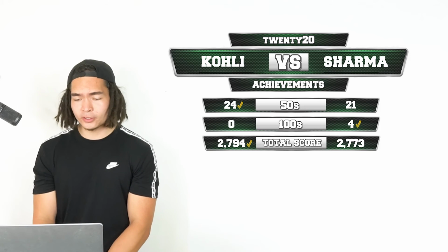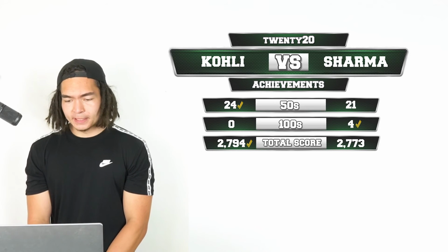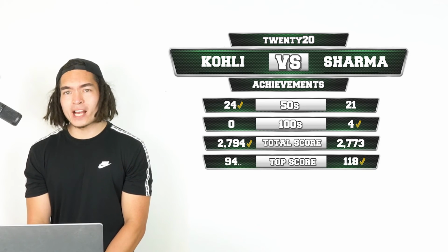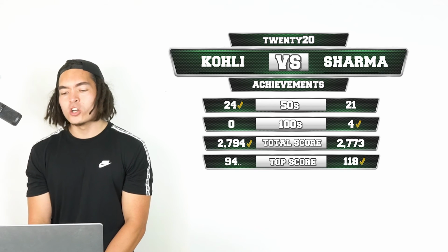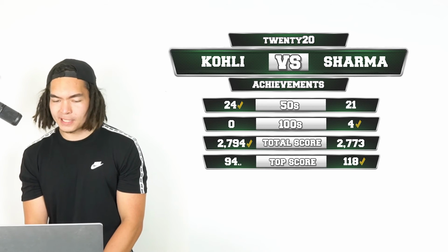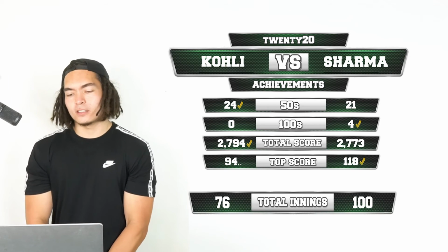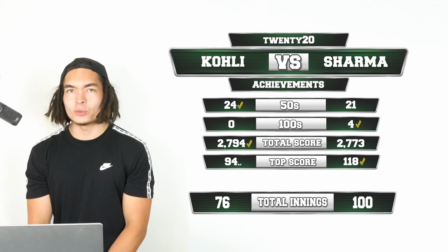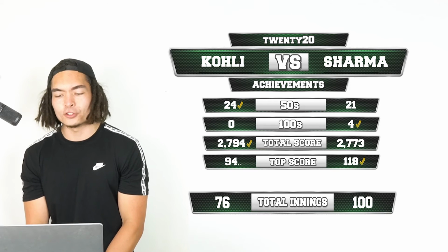Top scores though. For Kohli, 94 not out. For Rohit Sharma, 118. Sharma wins that one. Of course, to set the scene, Kohli has played in 76 T20 innings and Sharma has played a few more at 100. Now, average performance category.